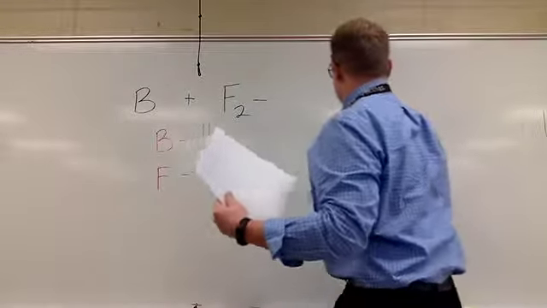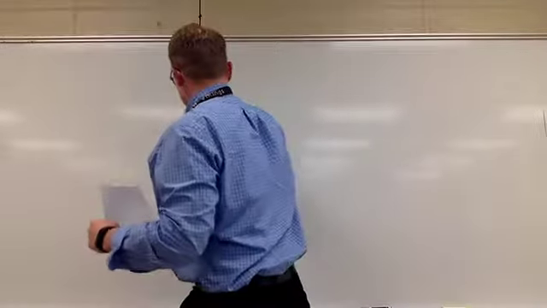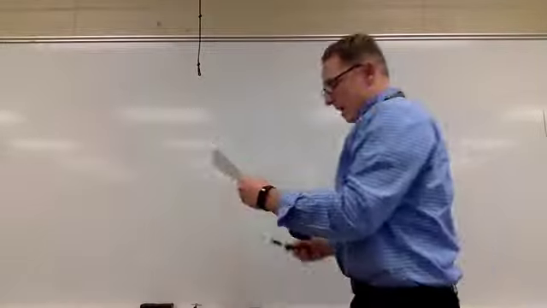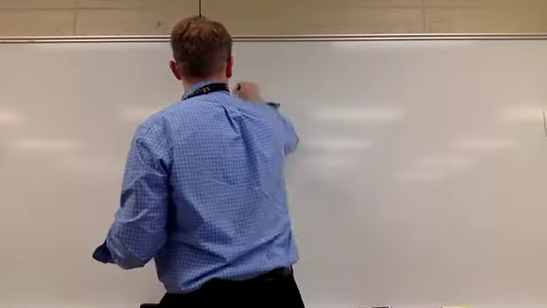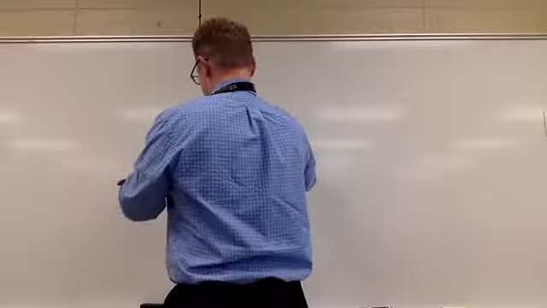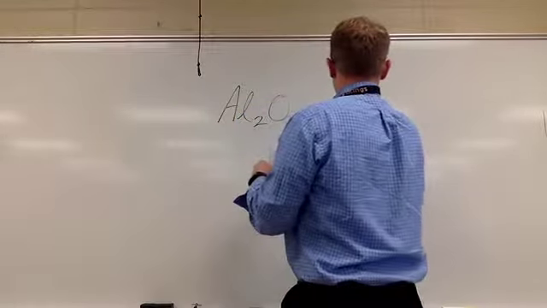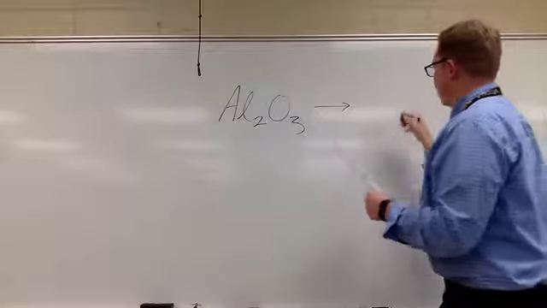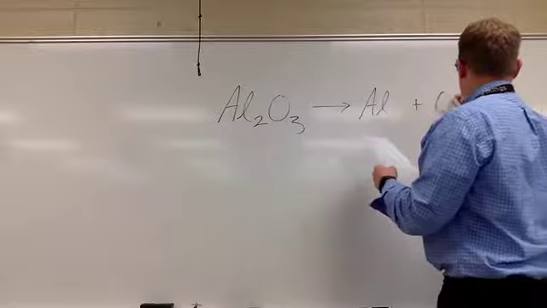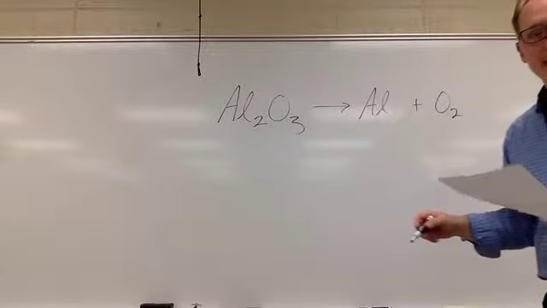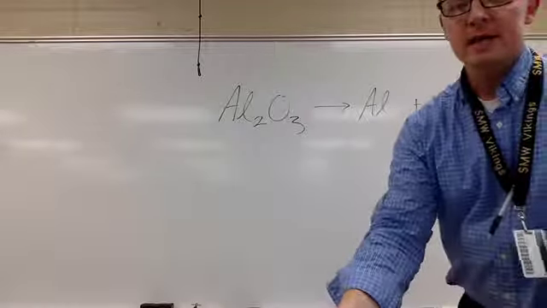Okay, this one comes from this worksheet as well. So if you are reviewing this worksheet or doing it for the first time, go ahead and refer to number 5. This one looks a little more complex. We have aluminum and we have oxygen bonded together. And that is going to, in this case, break apart and give us just aluminum by itself and an O2 molecule like that.